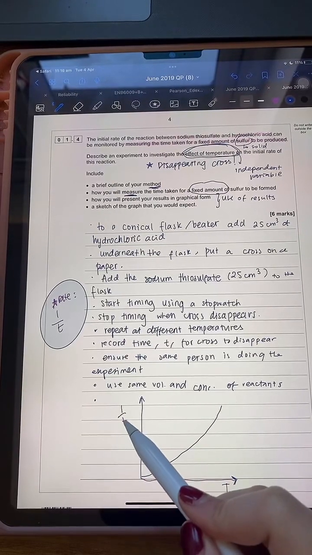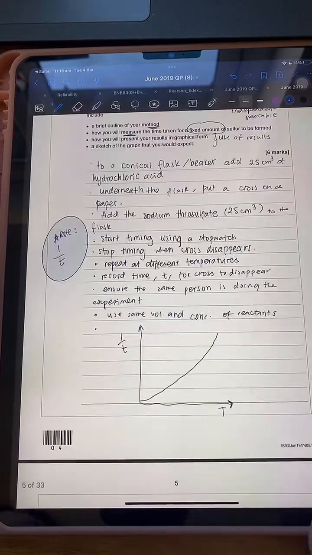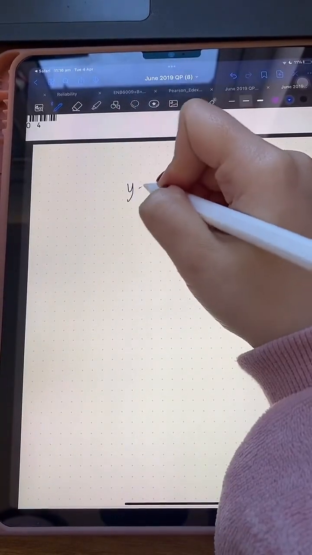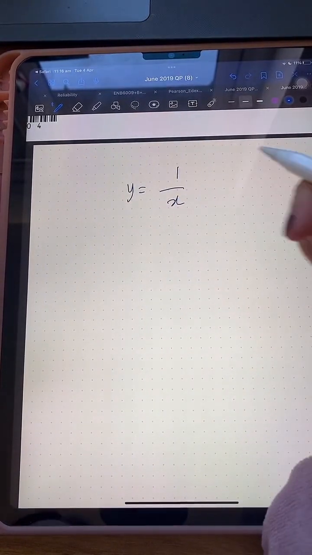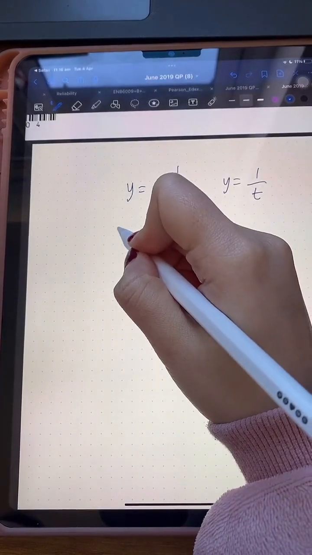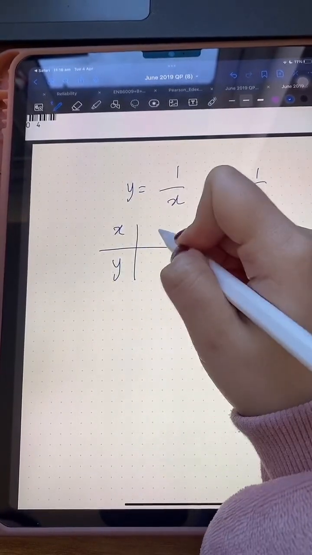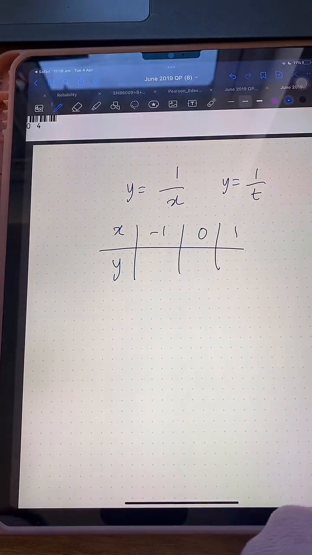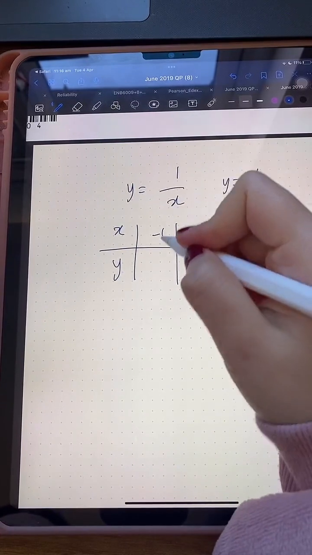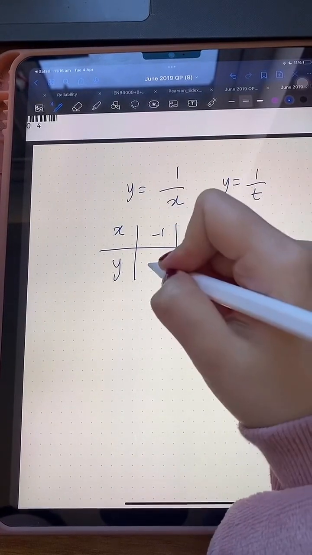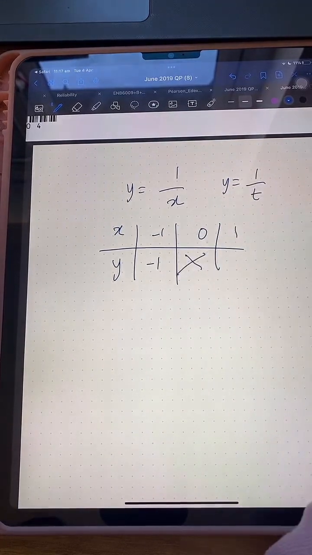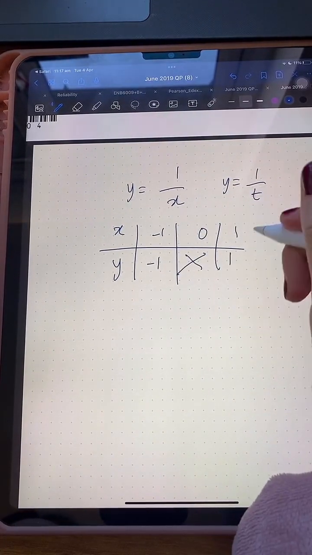So if you have y equals 1 over x, which is the same thing as saying y equals 1 over t. Let's say we put some values x, y, minus 1, 0, 1. Technically, we can't do minus 1, but I'll leave that there. So 1 divided by minus 1 is minus 1. 1 divided by 0 is infinity, so we're going to put nothing there. 1 divided by 1 is 1. I'm going to add some more. So that will be 0.5, 0.333.